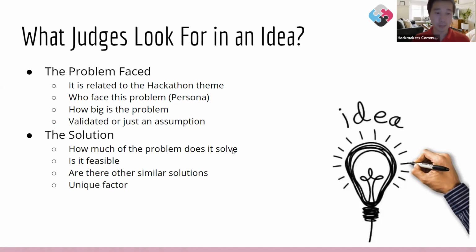Finally, what judges look for in the solution is: does the solution tackle most of the problem, or only a bit of the problem? And is the solution feasible? Say, for example, if we're to tackle food shortages, one of the solutions could be to make the whole earth farmable land. Maybe the idea is not so feasible because it requires a huge amount of capital, and what happens to all the forests and other things?